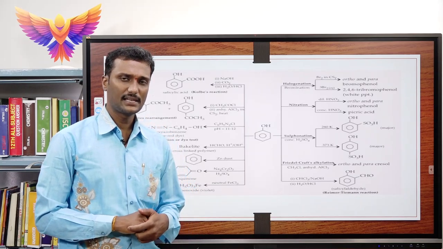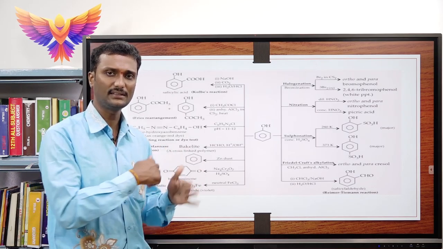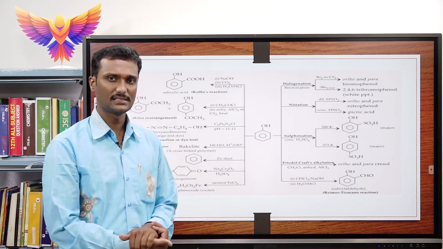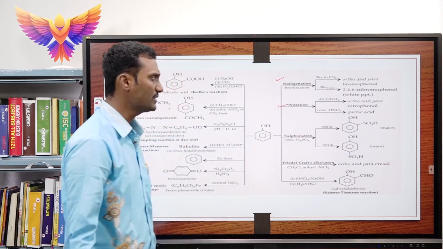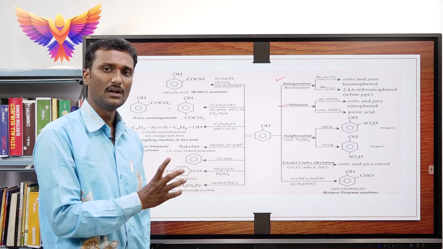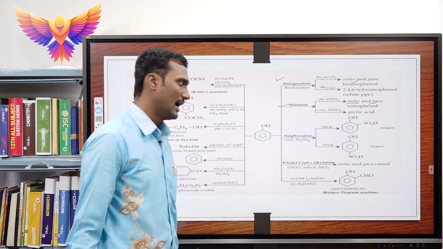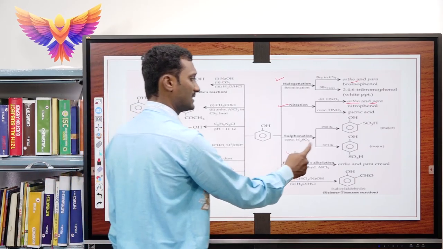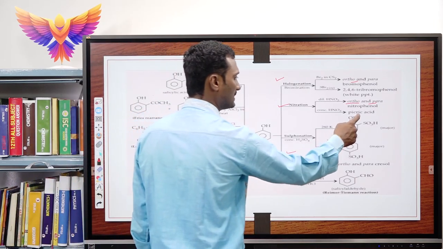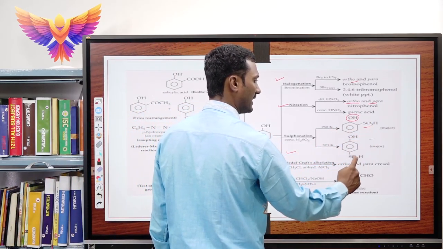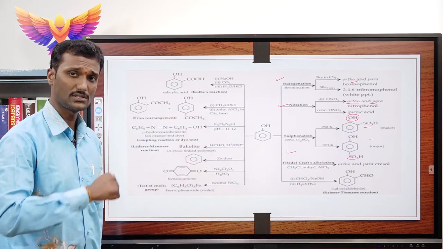Okay students, again in this slide we are seeing a few reactions, and a few more reactions I added beyond the previous slide. Initially we learned about halogenation and nitration. Here I'm not giving the reactions, just stating orally what products are obtained. Sulfonation also gives benzene sulfonic acid, where the sulfonic acid group is attached at the ortho and para positions. These are the three reactions we already learned.